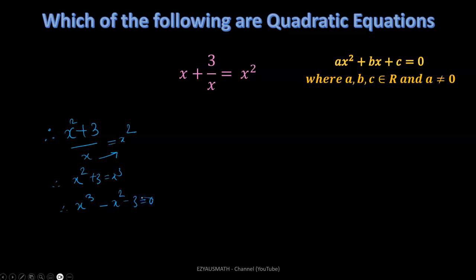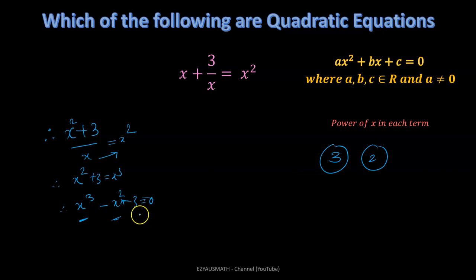Now quickly try to check all the conditions. The very first condition is power of x. So what is the power of x in each term? The power of x here is 3. The power of x in the second term is 2. And in the last term, we don't have x, but we can introduce x, so the power will be 0. All the powers are whole numbers, so not a problem.